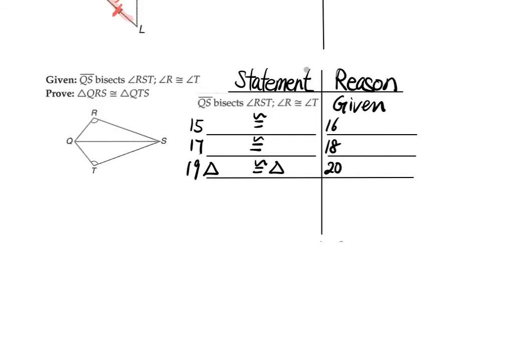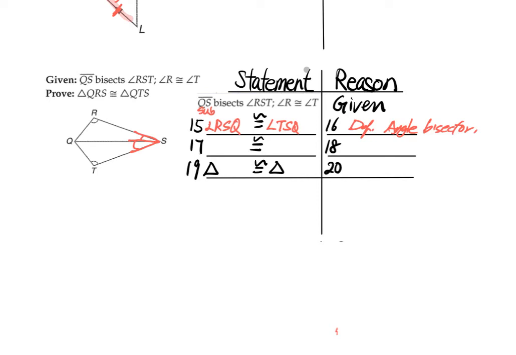Hopefully you have an easier time with this one. Let's see. QS is the subject. It cuts RST in half. QS cuts RST in half. Well, then you got 2 angles that are equal. So then we can say angle RSQ is congruent to TSQ, by the definition of angle bisector.